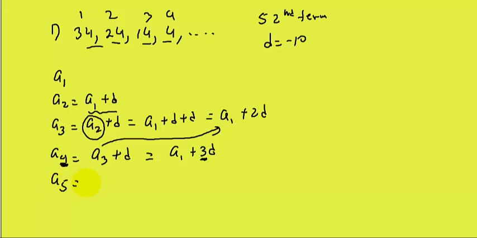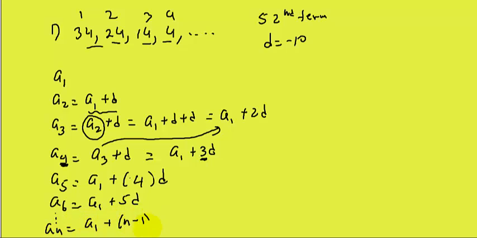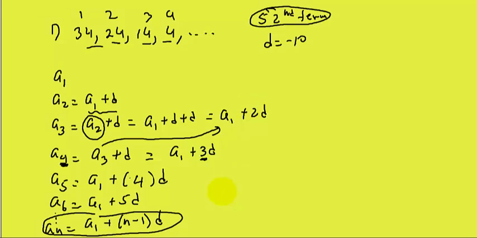So a sub 5 is going to be a sub 1 plus, I'm jumping the gun here, 5 minus 1, which is 4d. So a sub 6 is going to be a sub 1 plus 5d. Therefore, a sub n is going to be a sub 1 plus n minus 1 times the difference. And this is the formula we're going to use for an arithmetic sequence. You can find any term. So let's find the 52nd term using that formula.